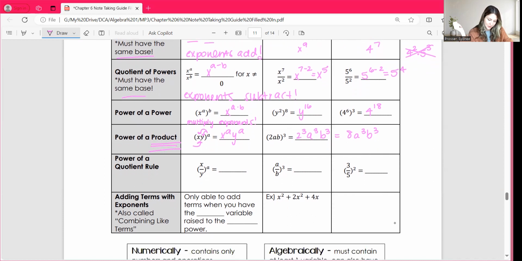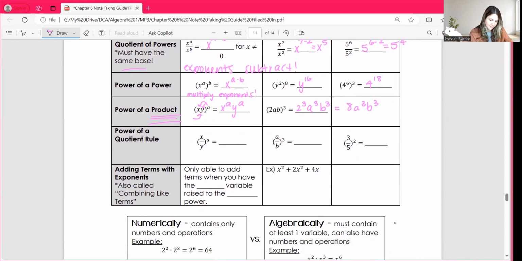Let's check out power of a quotient. It is very similar to power of a product, except now we're dividing. So again, we can distribute. So I can have x to the a over y to the a. I've got a cubed over b cubed, very similar. 3 squared over 5 squared. So then that can simplify to 9 over 25. Okay? So when we're multiplying inside parentheses or dividing inside parentheses is the only time an exponent can be distributed.